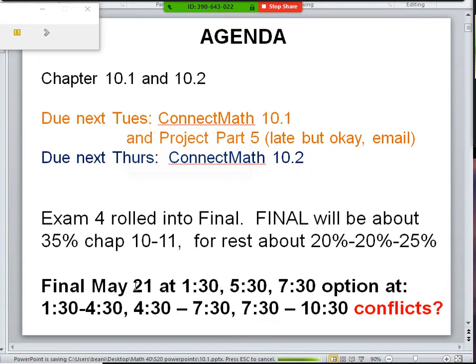These are the final schedule times. They're on Thursday, May 21st at 1:30, 5:30, and 7:30. However, I was thinking of maybe giving you a little more time since we're doing it online and I don't have this room constraint. So I was thinking about doing it 1:30 to 4:30, then 4:30 to 7:30, and then 7:30 to 10:30. That way there isn't any overlap between the exams.